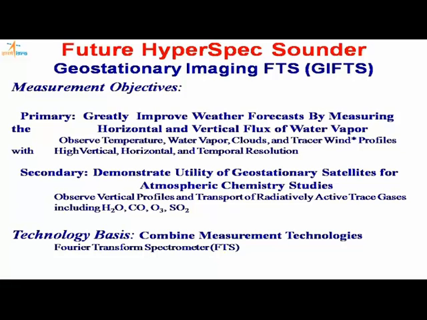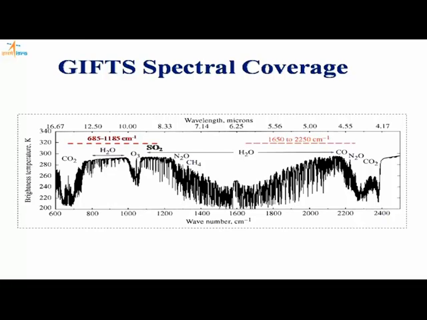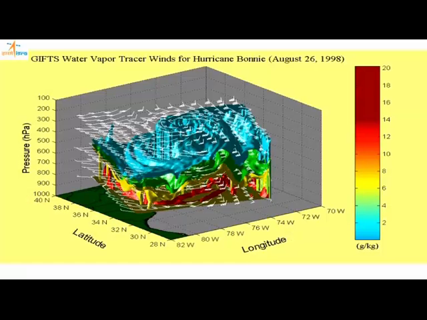The spectral coverage is very similar to ERC. I will not go into much detail. The products which we get from GIFTS are also very similar to ERC. This is a typical case shown for a cyclone. What information will we be getting from the GIFTS geostationary satellite? We will be getting very high resolution wind, temperature, and humidity information in the atmosphere, and that will be used by numerical weather prediction models to forecast the course of the cyclone.